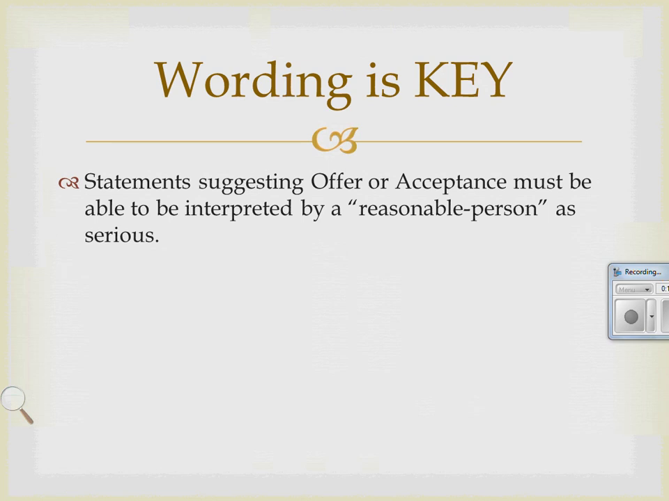So, when we have a question about whether or not there was intent or whether or not the terms were definite, we always go back to that reasonable person standard. Would a reasonable person think I was serious if I offered to sell this pen to Kiera for $10? It might not be a good deal for Kiera, but I could very seriously offer this pen. If I offered to sell my car for $10, would that be reasonable? Would you think she's probably serious? No, because even if it was a junker, it's still worth more than $10. So wording is key.